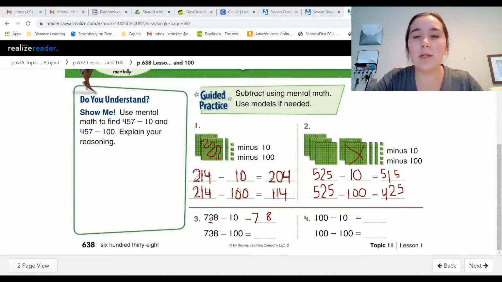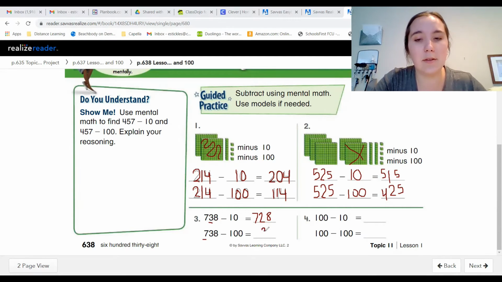But if we take away 110, well, we start with 3 tens, and we take away 110. 3 minus 1 is 2, so we would still have 2 tens. So 738 minus 10 equals 728. Let's try with 100. 738 minus 100. We're just taking away 100, which comes out of the hundreds place. So we aren't changing our tens.